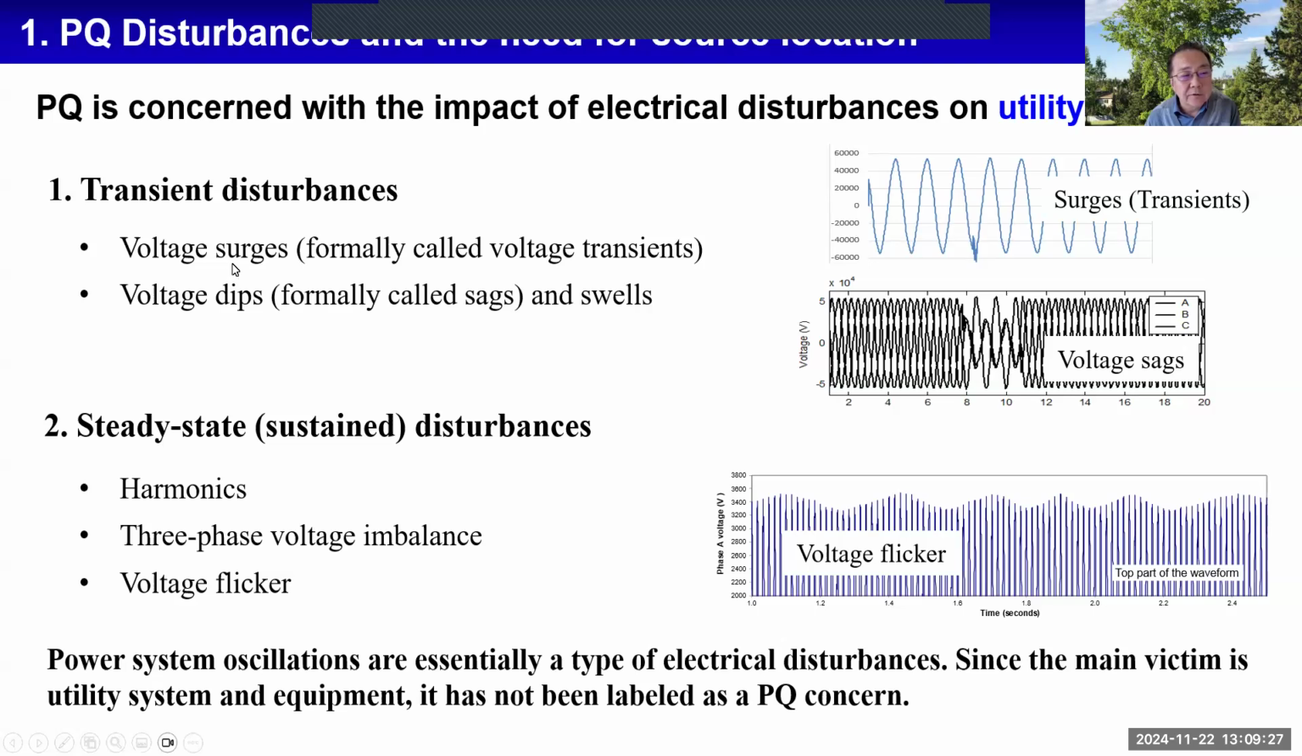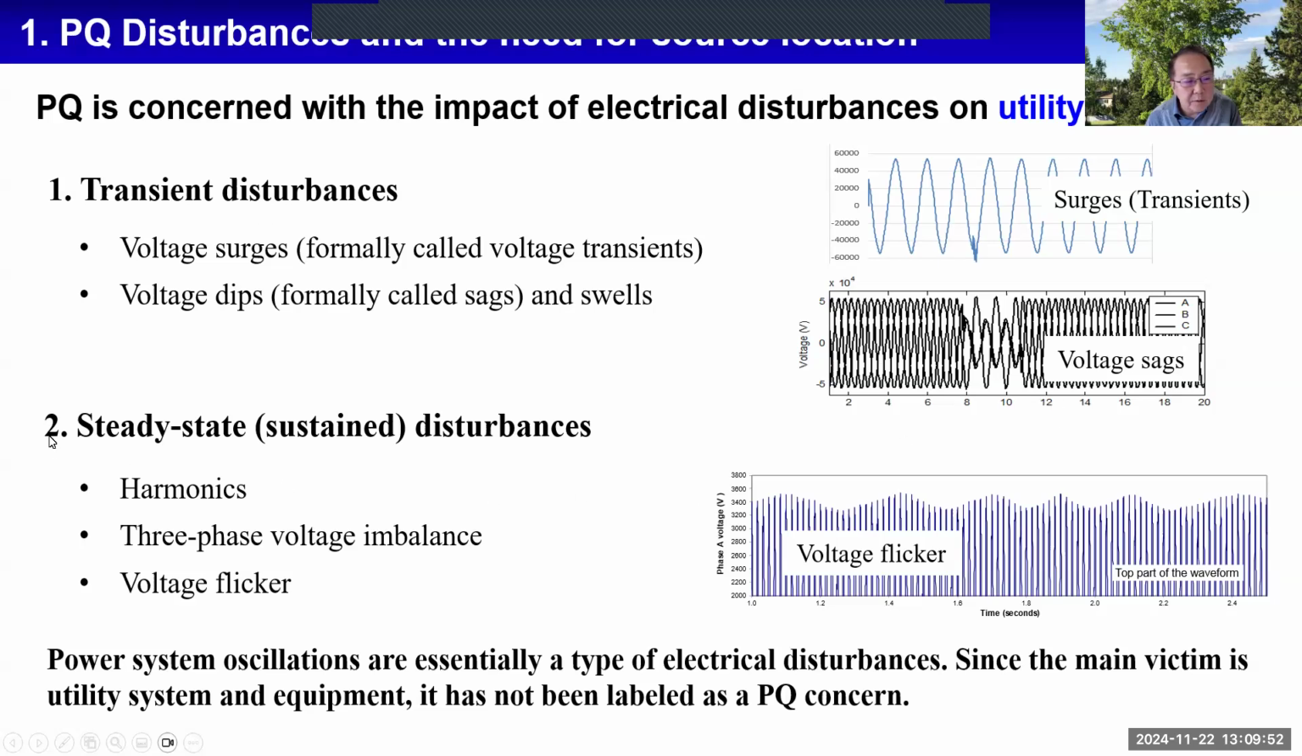Transient disturbances are, for example, surges, like capacitor switching surge, which is formerly called voltage transients, and also voltage dips due to sag, due to fault. So you have one phase, in case of 2-phase fault, you have voltage sags or voltage dips. And those come and go. Those are called transient disturbances.